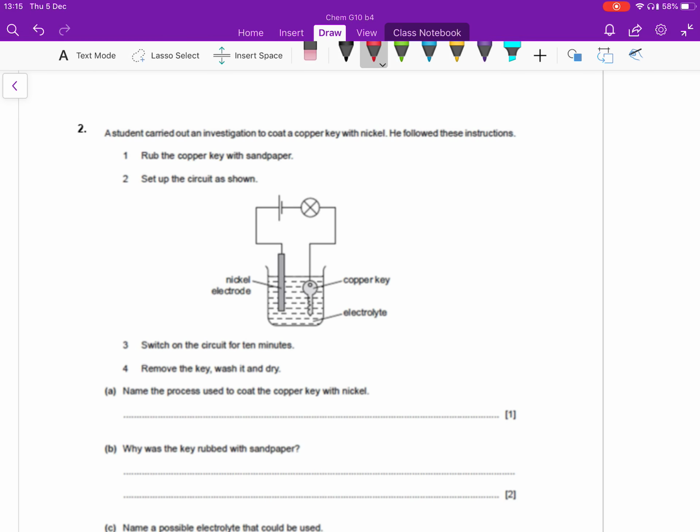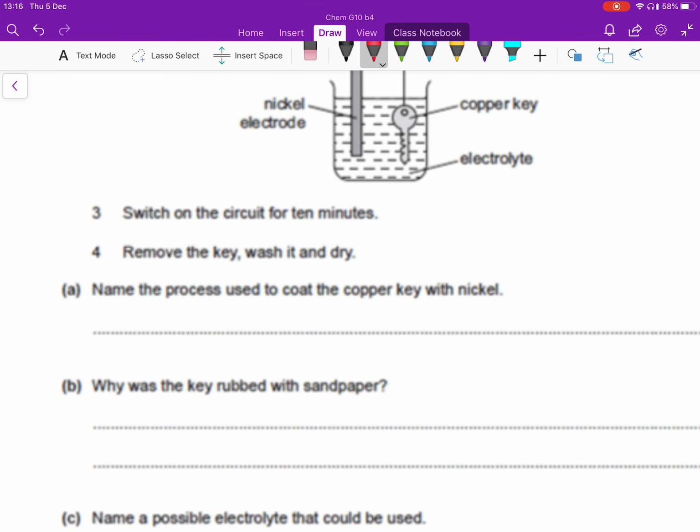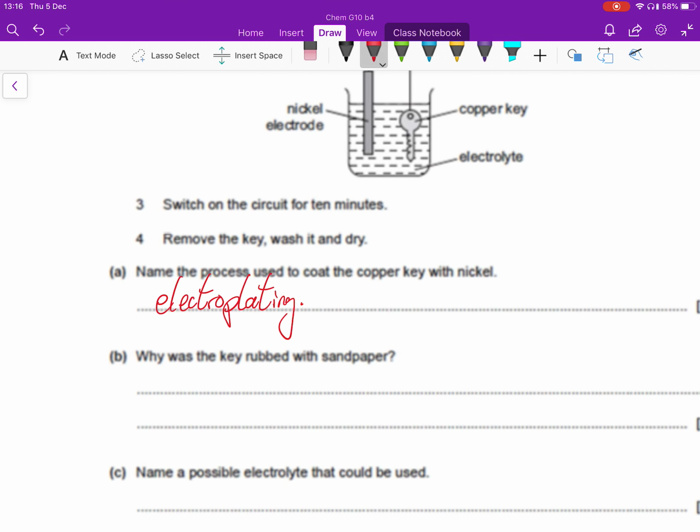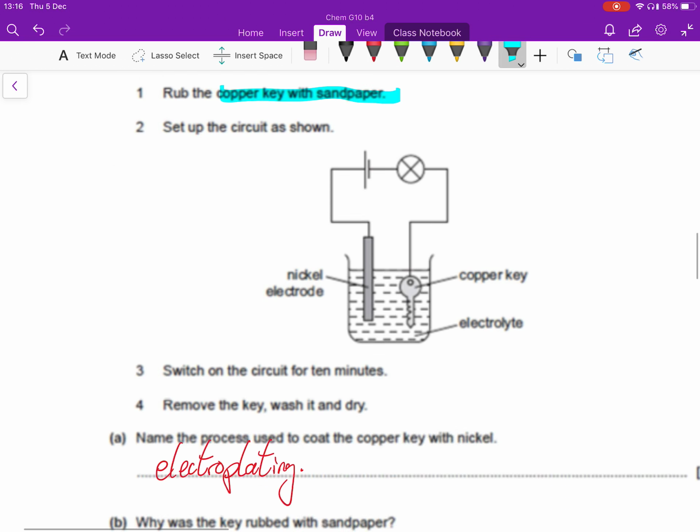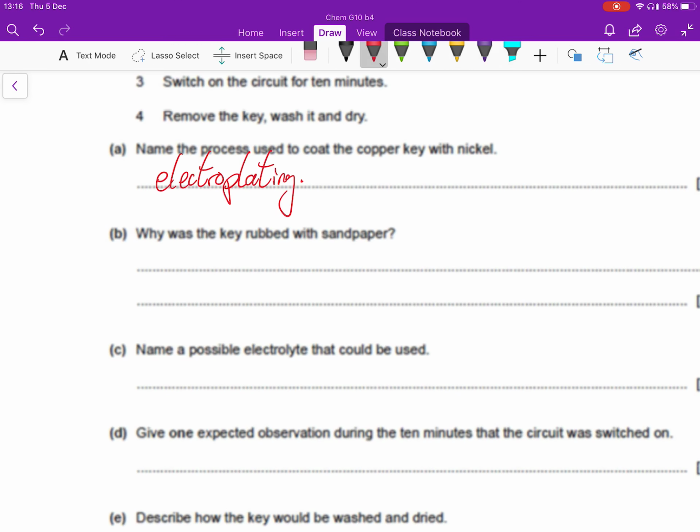Okay, question 2. A student carried out the investigation to coat a copper key with nickel, and he followed these instructions. So, name this process. Well, this is electroplating, and you could have put electrolysis as well. This would also be acceptable. Why was the key rubbed with sandpaper? So why was it rubbed with sandpaper? And this is to remove impurities or remove dirt.